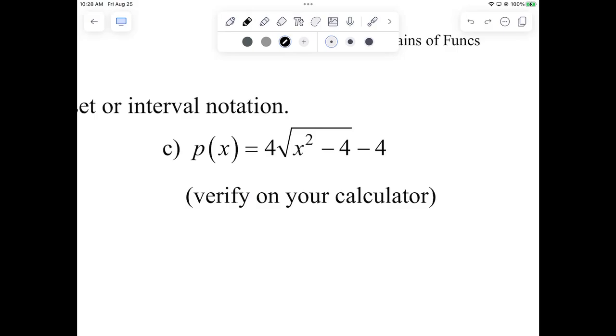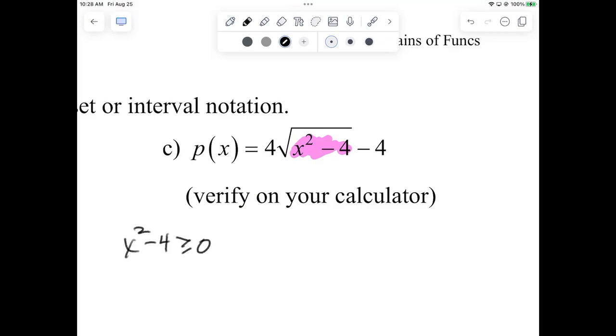Do I have a denominator with a variable in it? You see a denominator anywhere with a variable in it? I don't either. Do you see a square root or a fourth root with a variable underneath it? Yes, it's x squared minus 4. So I come off here and I say x squared minus 4 has to be greater than or equal to 0.